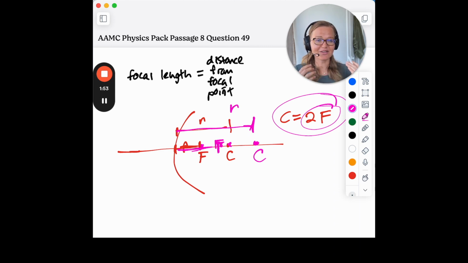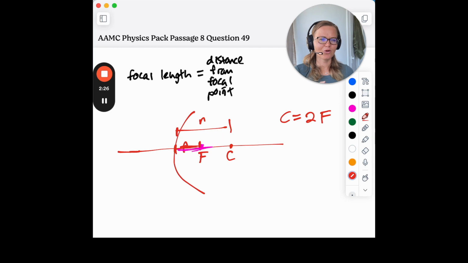So the correct answer is going to be, it looks like answer choice B for me, which is the radius of curvature of the mirror. Now, why are the other answer choices wrong? Well, choice A for me talks about changing the index of refraction of the mirror.